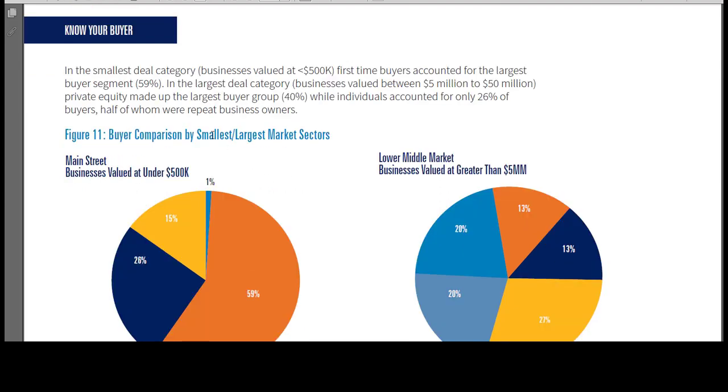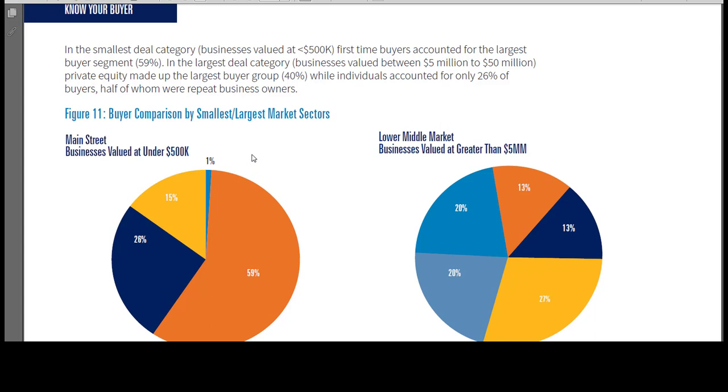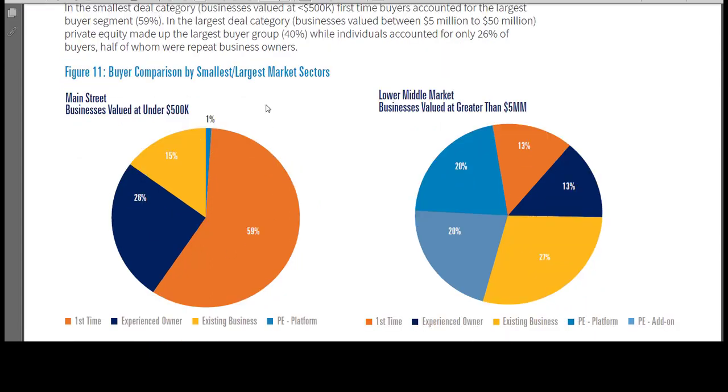Speaking of which, the next thing they report here is the type of buyer that has purchased the business, and they've only looked at two of the broken down categories. So the first category is the smallest category, businesses from $0 to $500,000 deal value. The next one being the largest category, $5 million to $50 million in deal value.